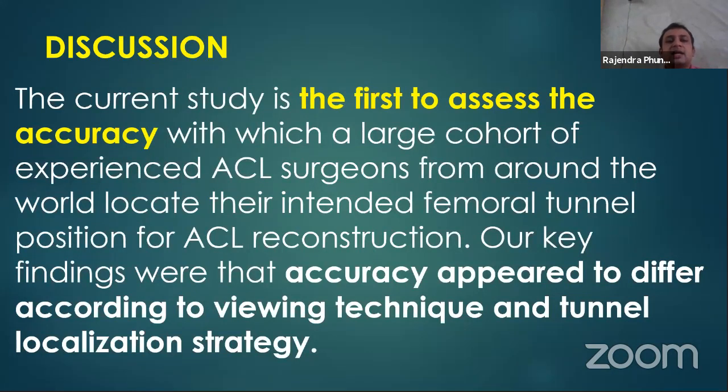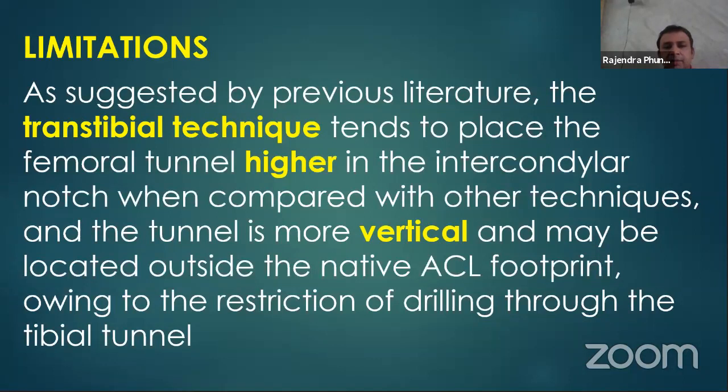So the discussion: the current study is the first to assess the accuracy with which a large cohort of experienced ACL surgeons from around the world locate their intended femoral tunnel position for ACL reconstruction. The study findings were that accuracy appeared to differ according to viewing techniques and tunnel localization strategy. So what were the limitations?